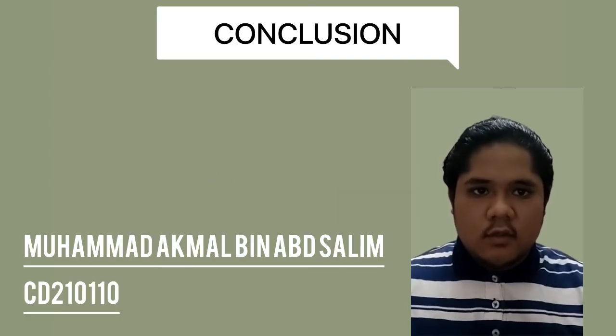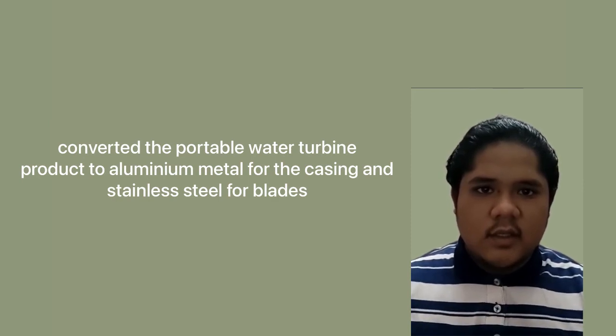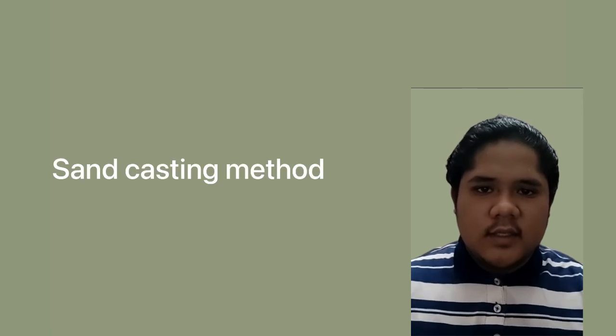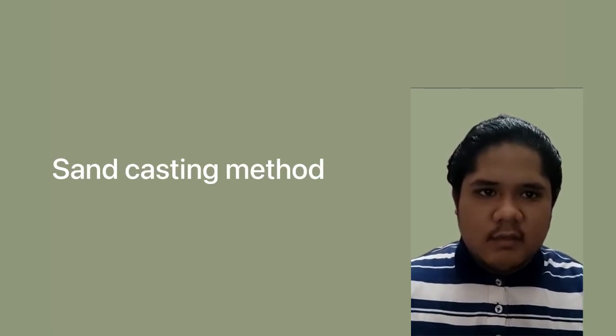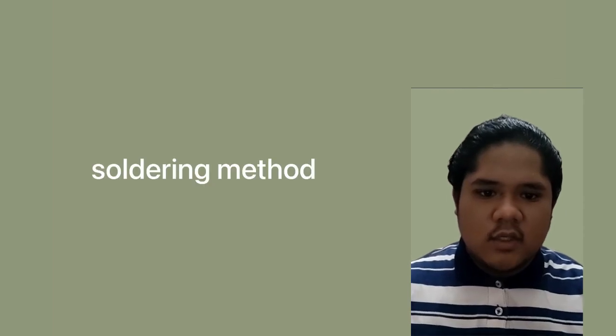So for the conclusion part, I will explain. In conclusion, we converted the portable water turbine product to aluminium metal for the casing part and stainless steel material for the blade part. For this, we use the sand casting method to form the casing and blade because this method is capable of producing complex shapes. We use the motor as a power generator, which is why the wire connection needs to be done. So we use the soldering method to connect the wire and the motor.